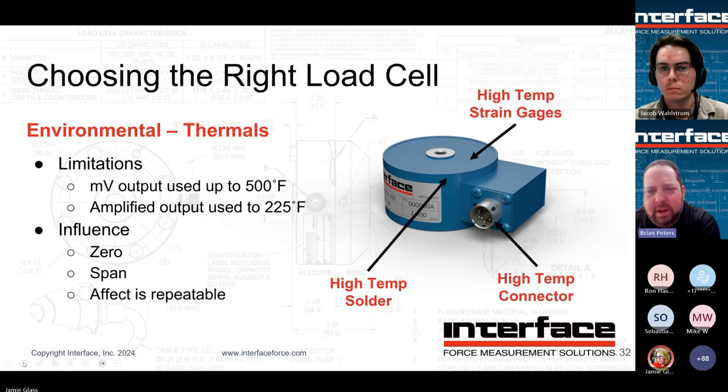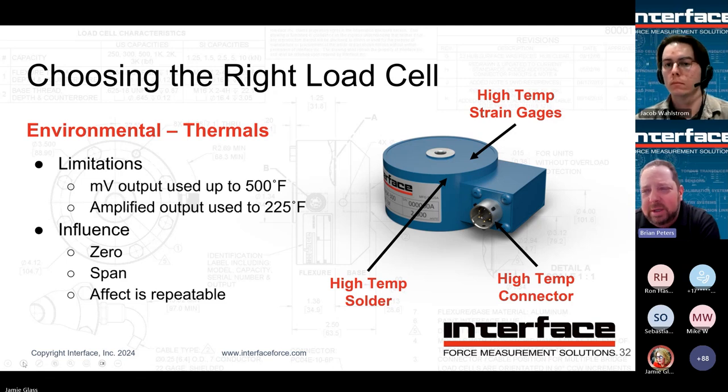And then thermal. You're going to have some unique environmental considerations. Most millivolt per volt sensors, we can provide solutions up to 500 degrees F. If you need high level, usually the electronics will start to be limited around 225 degrees. So keep that in mind. But thermal also has an influence on zero and span, which we'll get into in a little bit. And so you need to pay attention to that, not only from the sensor itself, but also your mechanical setup.